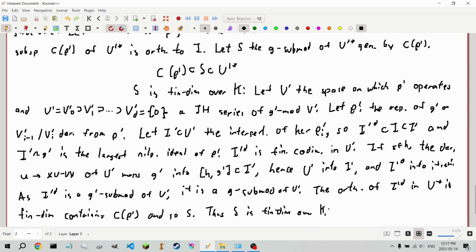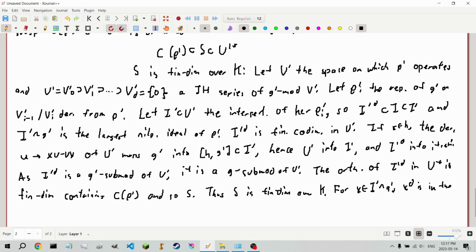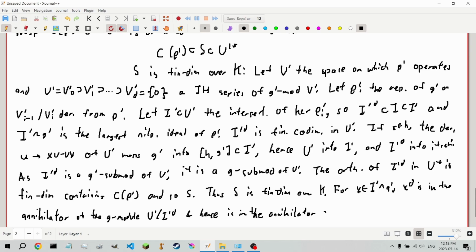And this is from, okay, and then, so then for X in the intersection of this I prime and G prime, XD is contained in the annihilator of the G module U prime over I prime D, and hence is in the annihilator of the G module S.